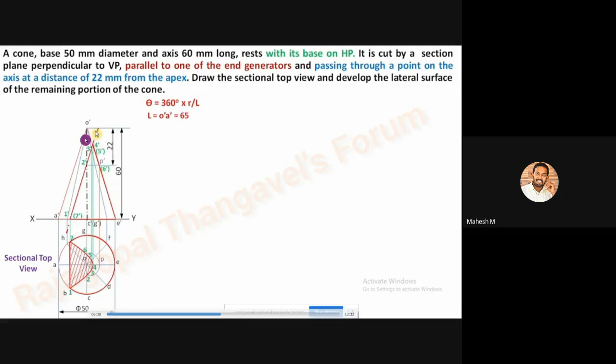Okay, so you can measure this particular length with your normal scale itself. Now you can use this formula. So theta is equal to 360 degree into r, that is 25, and capital L is 65. Okay, so theta is equal to 360 degree into 25 divided by 65. So the value for theta is 138.5 degree.